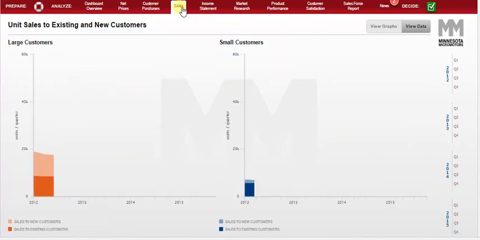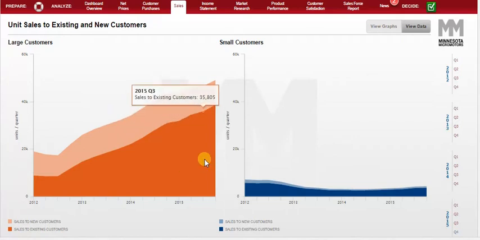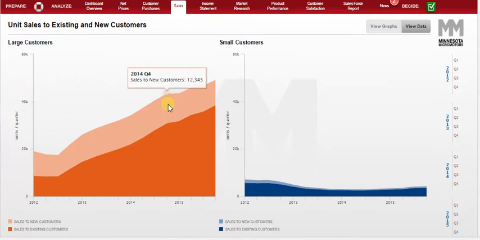And then the next group is sales, so you can see that on the large customers every quarter the sales amount went up, and the dark orange is existing customers and the lighter orange is the new customers. So you can see that new customers are starting to buy the product as well.